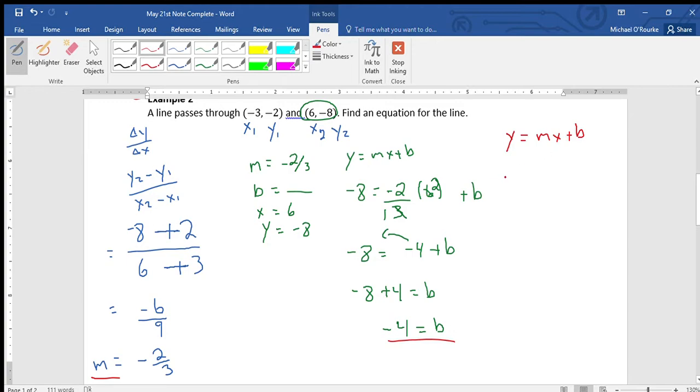So y equals mx plus b. Let's plug everything in. Y equals blank x plus blank. Well, this is -4, so let's get rid of that positive there. And then this is -2/3. Perfect.